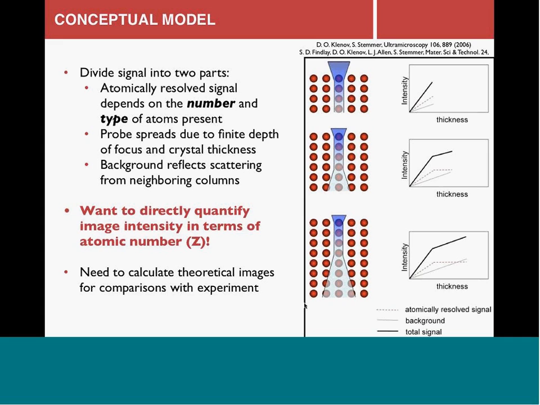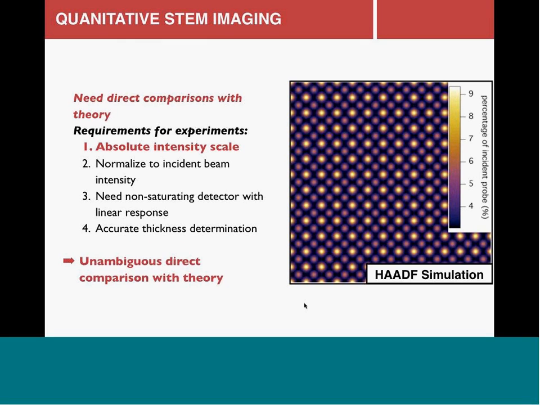Okay, we can directly quantify these, particularly for this portion. We need to calculate theoretical images and compare with experiment. We can predict what the image intensity should be. So to compare with experiment, we need to measure experiments on an absolute intensity scale.